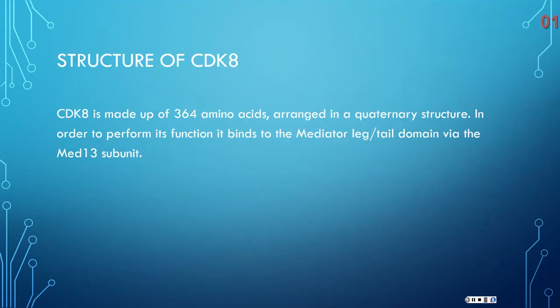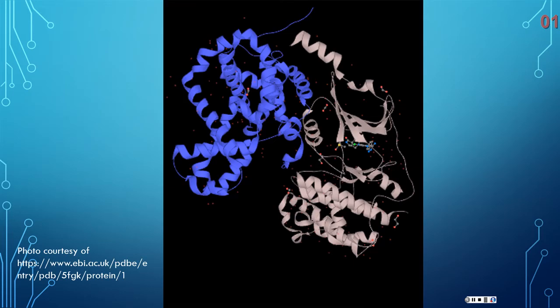Alright, before we dive into what it is, I think it's important to understand the structure of CDK8, because structure does determine function. It's made up of 364 amino acids arranged in a quaternary structure. In order to perform the functions that it does, it binds to the mediator leg/tail domain via the MED13 subunit. And as you're seeing right now, the highlighted molecule on the left is CDK8. And you can notice the various helical strands are the amino acids that are bound together.